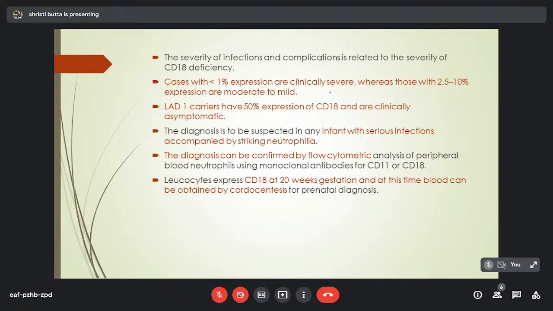The diagnosis can be confirmed by flow cytometric analysis of the peripheral blood neutrophils using monoclonal antibodies against CD11 or 18. It should be noted that leukocytes express CD18 at about 20 weeks of gestation, and therefore even chordocentesis can allow for a prenatal diagnosis of LAD1.